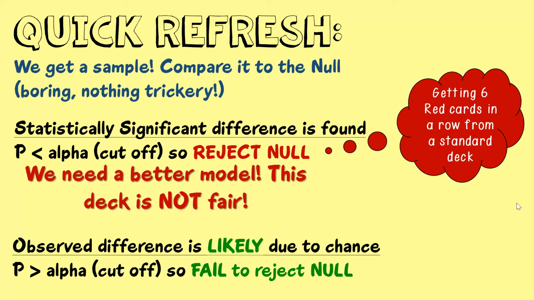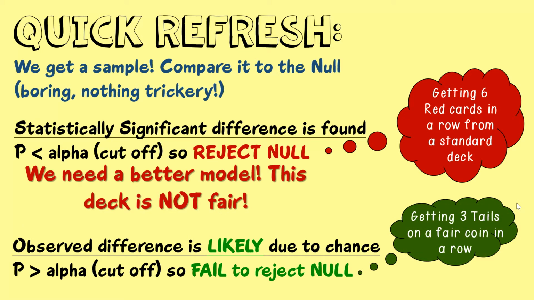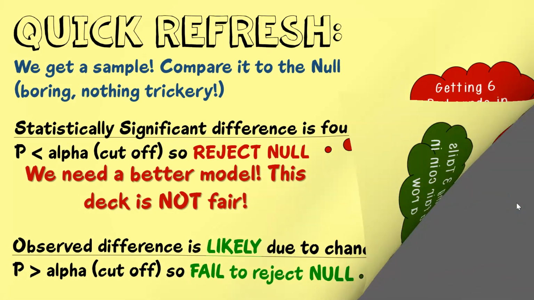And then here's the thing. If the difference you find is likely, then you fail to reject. Basically, that would be like getting 3 tails in a row on a fair coin. Is it likely? Yes. Does it make you suspect anything about the coin? Not quite. So you fail to reject. You fail to say the coin is unfair. I can't say that yet. Maybe I need to keep tossing.